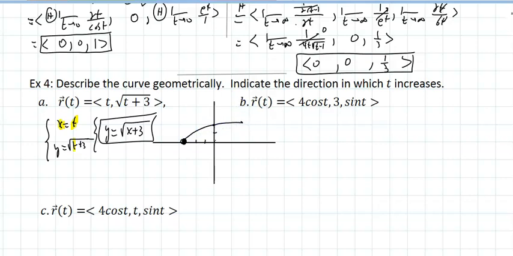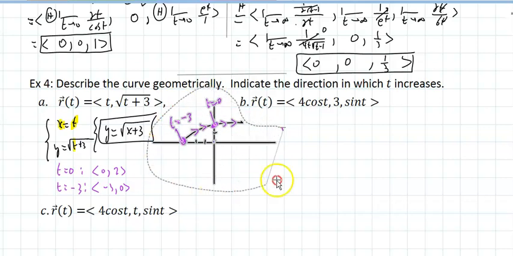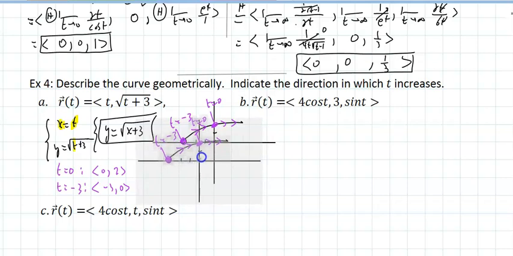Now, a couple of points to figure out direction. At t equals 0, I notice I am at the point 0, 2. I'm right here, right now. At t equal -3, 3 minutes ago, I was at -3, 0. -3, 0 is right there. So the direction runs always in the increasing value of t. I'm going to move this graph and put it right there.